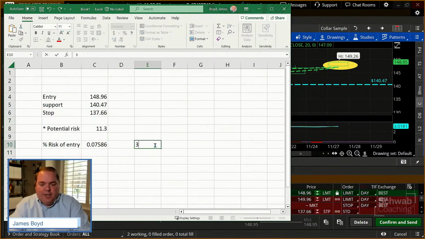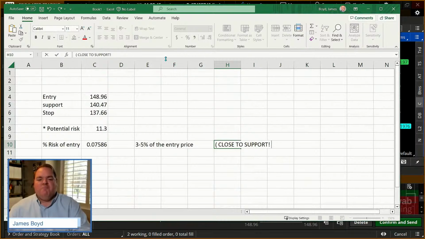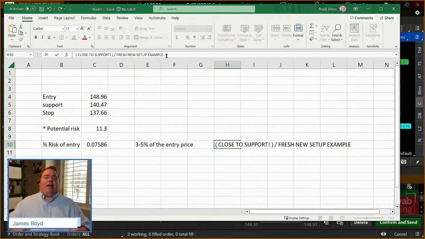Well, if we were risking 3 to 5% of the entry price, what does that mean? That means that we are close to support, okay? That means there's probably a fresh, can you smell that? Smell it? There's a fresh new setup example. You counting? We're at 15 so far, okay? So here's the deal.